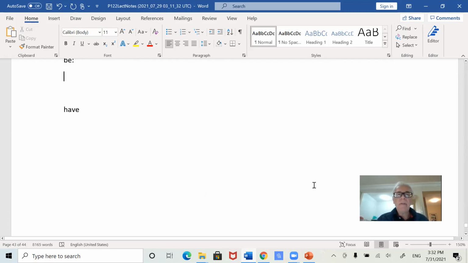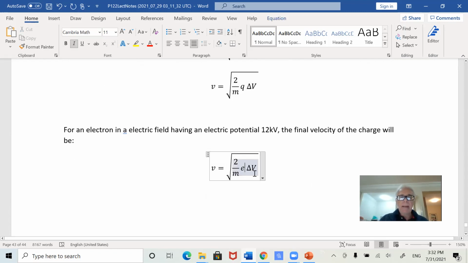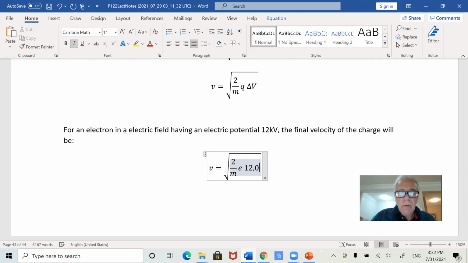substituting the values. Q in this case is going to be e because it's an electron. The mass of the electron you can see there in the book. The delta V is going to be 12,000 volts, which is joules per coulomb, right? Joules per coulomb.